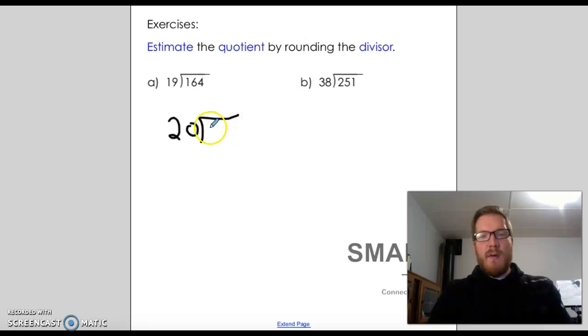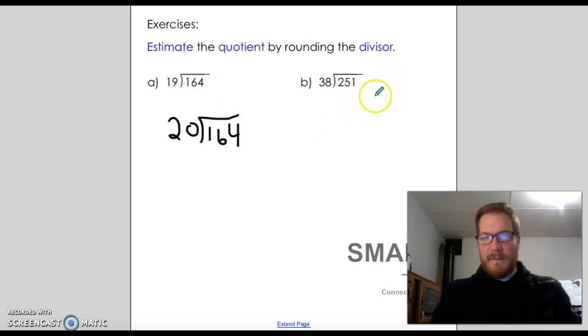So then an easier question would be 20 into 164. Now, from that point, you can say, well, I know that 2 into 16 goes 8 times, so 20 into 164 would also go 8 times. But that's in a couple steps.